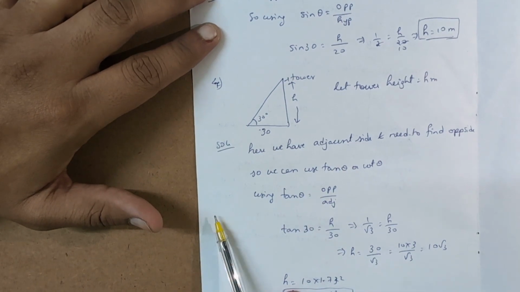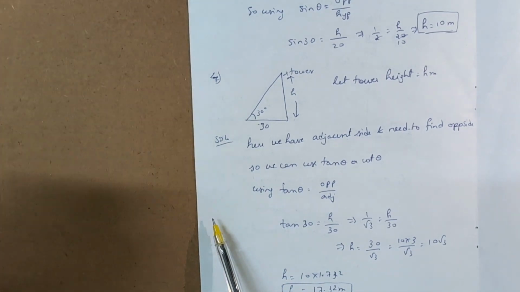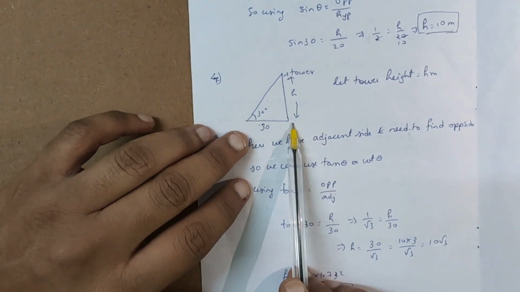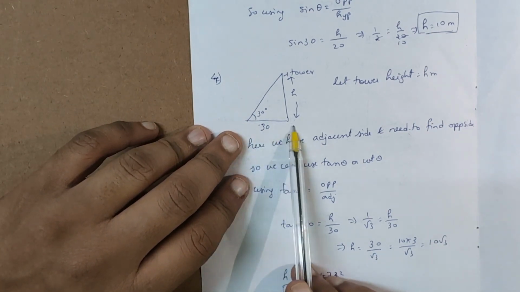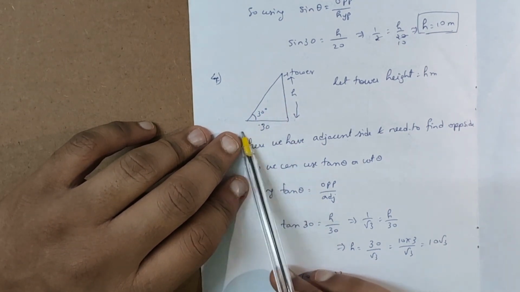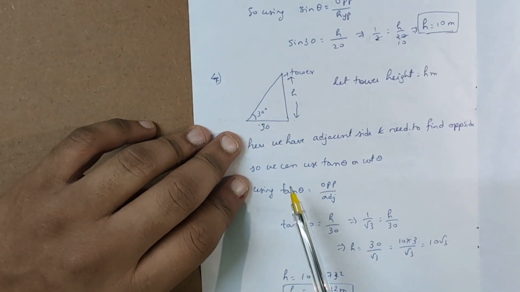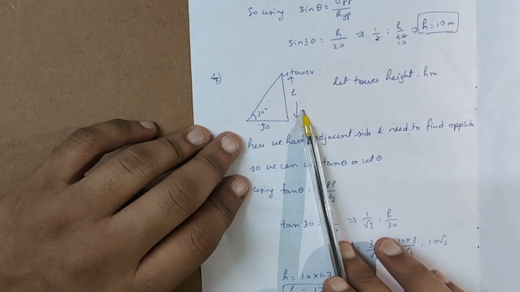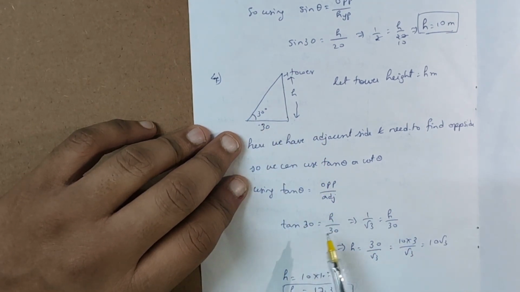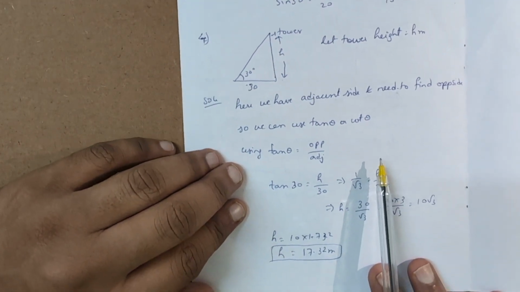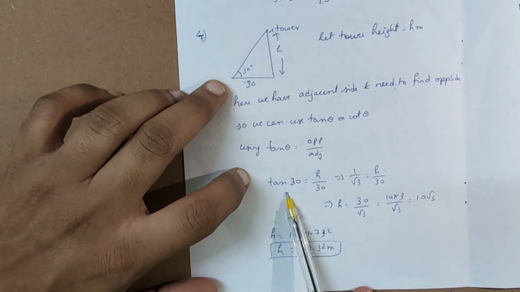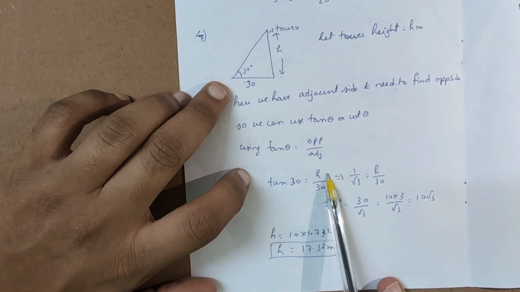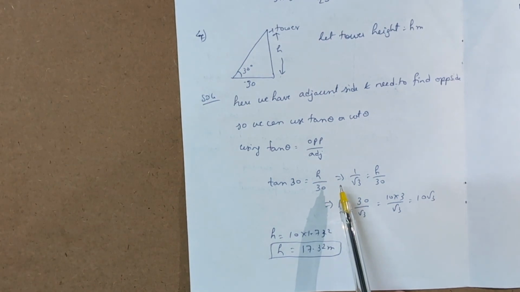Let's see the second question. Here it is similar to the one which I have explained previously. There is a tower of height h, which we don't know. The distance they have mentioned is 30 and the angle is 30. As we have the adjacent side and we want the opposite side, we can use tan theta, because tan theta equals opposite side by adjacent side. Tan 30 equals height of tower, that is h by 30. Tan 30 is 1 by root 3.